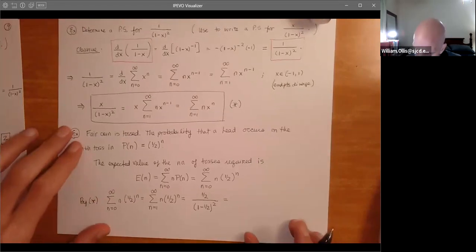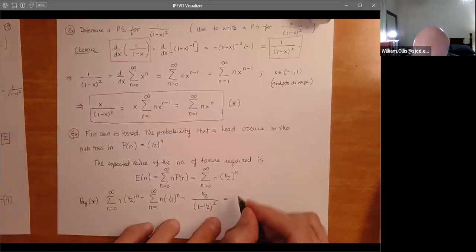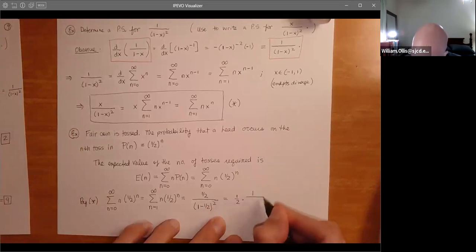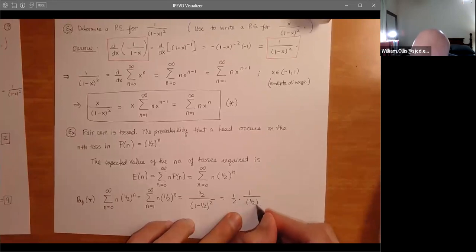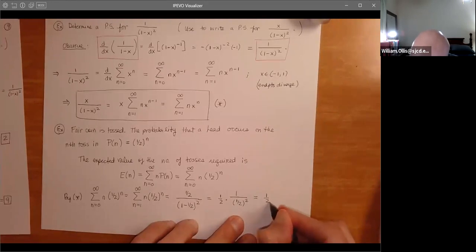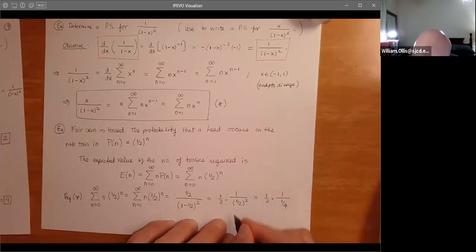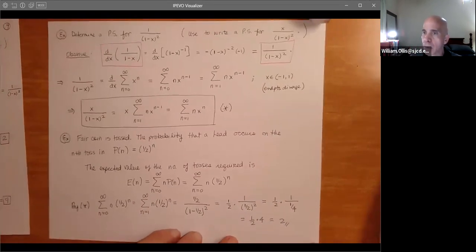Okay. So when you look at this, you're thinking, well, we can do this. This will be 1/2. And now we have 1 minus 1/2, quantity squared. So we've got 1/2 times 1 over 1/4. So that'll be 1/2 reciprocated times 4, 4 over 2, which is 2, which is exactly what you expect.